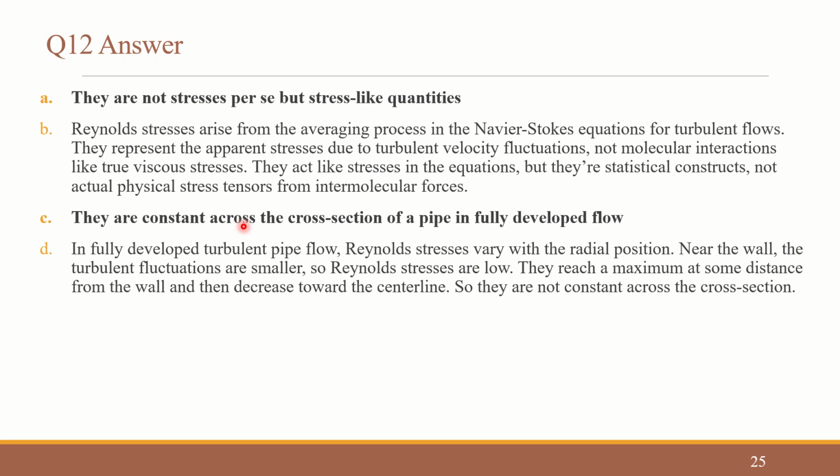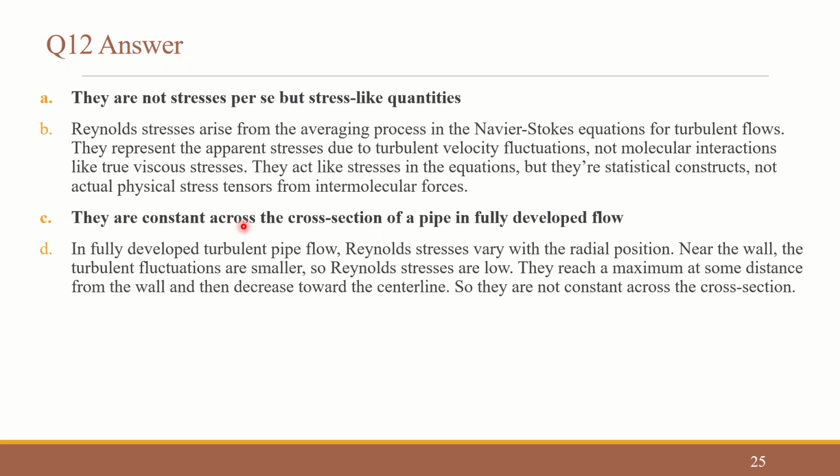In a fully developed turbulent pipe flow, Reynolds stresses vary with the radial position. So across the cross section, it is not constant. They vary with radial position. Near the wall, the turbulent fluctuations are smaller, so Reynolds stresses are low. They reach a maximum at some distance from the wall and decrease towards the center line. They are not constant across the cross section.